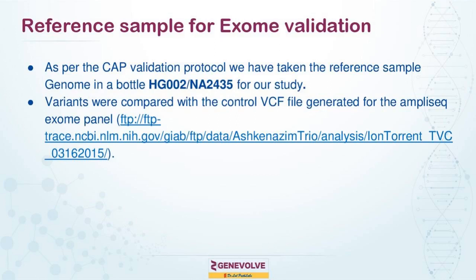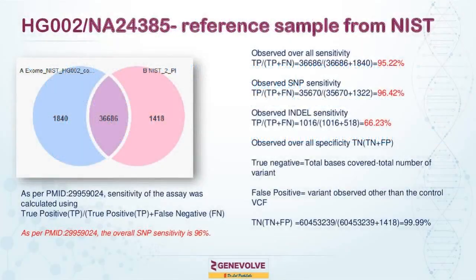So variants were compared for the control variant calling file generated for the AmpliSeq exome panel, which is available at this link, and we generated our own sequencing data. And what we found was that overall sensitivity, what we could achieve in the lab, was around 95%. And the overall SNP sensitivity was around 96%.